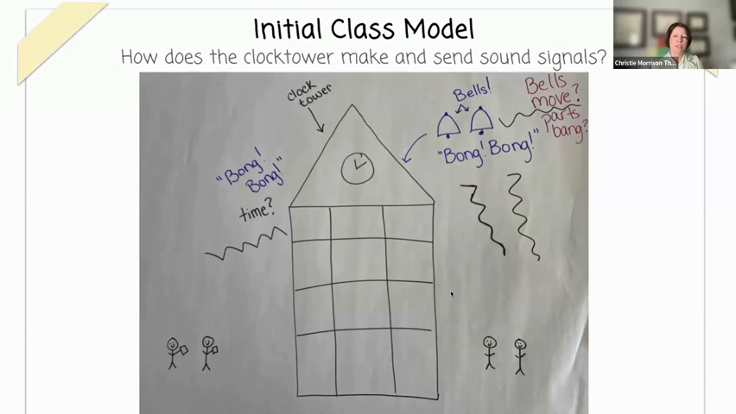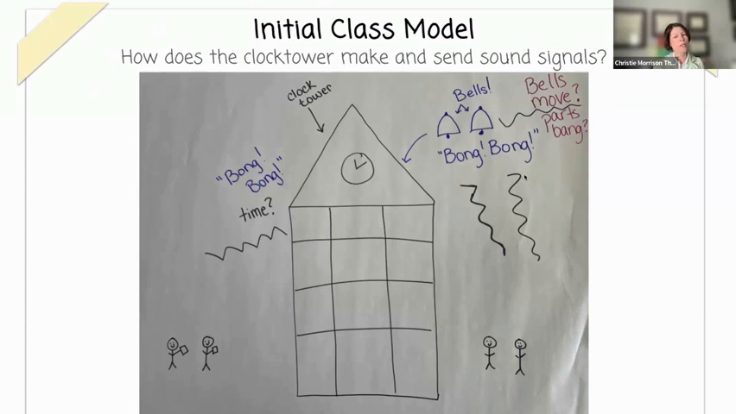For example, we discuss and decide to include the objects making sound, the clock tower and the bells, as well as the sound signal, the bong, bong sounds we heard. In the sample model, we use zigzag lines and the word bong to represent the sound.